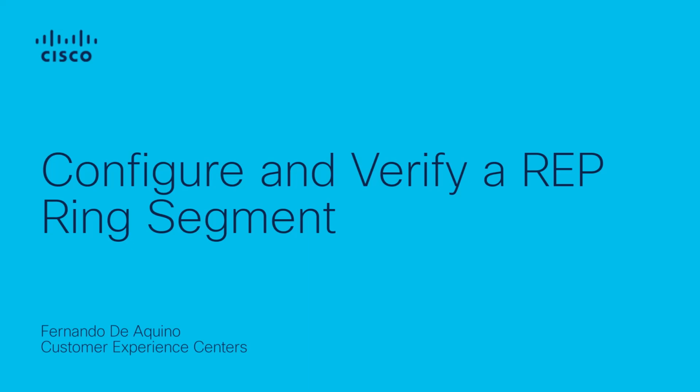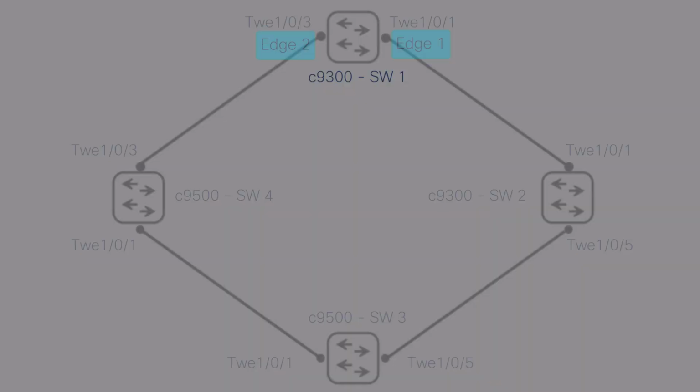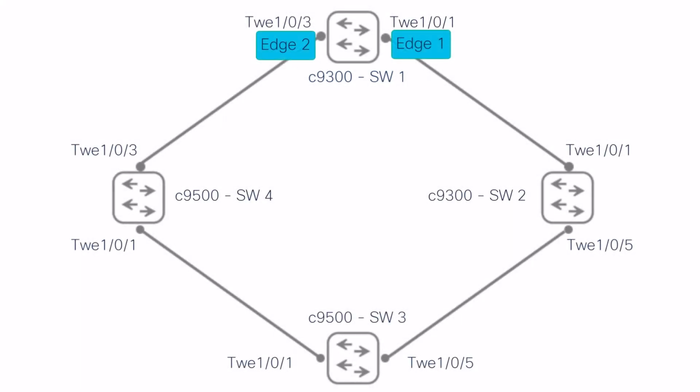In today's video, I will guide you through configuring and verifying the Resilient Ethernet Protocol, REP, on a ring segment, also known as a closed segment, using Cat9K switches. For this demonstration, I am using two Cisco 9300 and two Cisco 9500 series switches connected in a ring. I am using switch number 1 to declare two interfaces as primary edge and secondary edge.